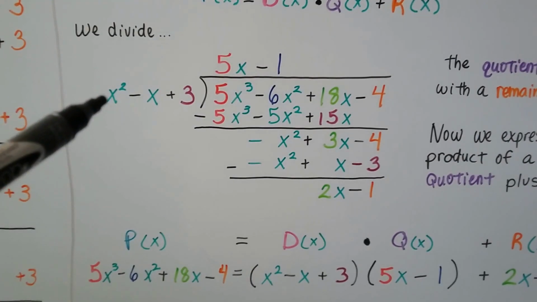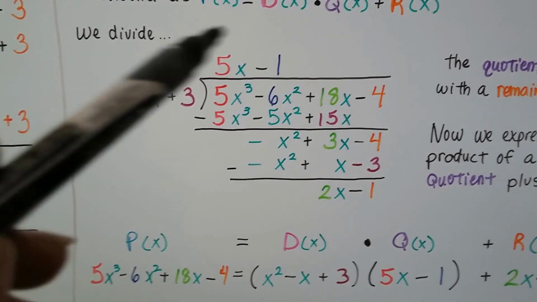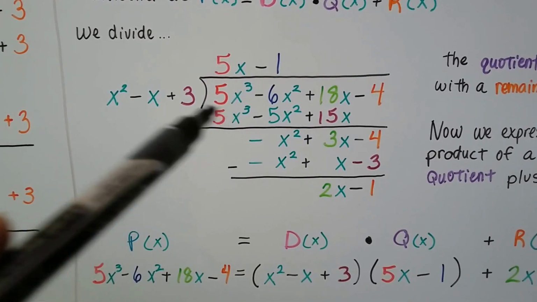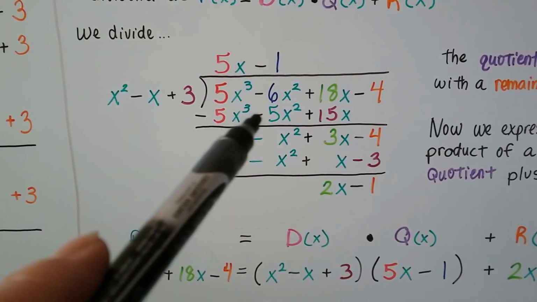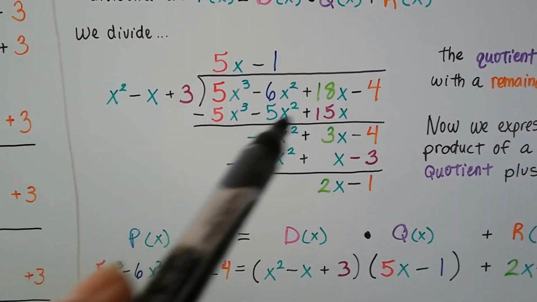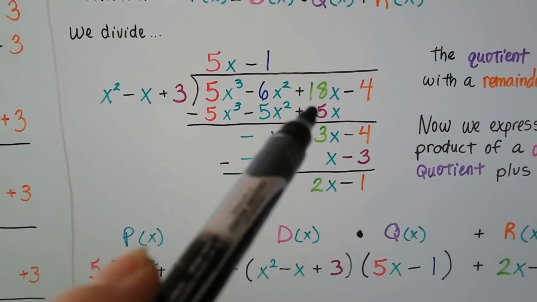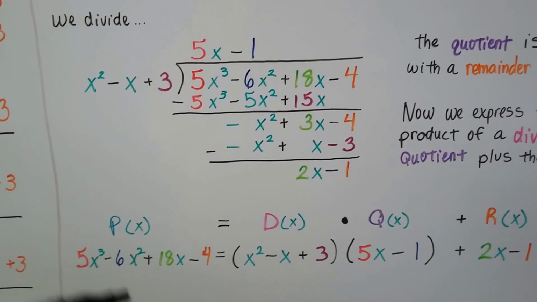We say x squared times what will give us 5x to the third? Well, 5x. We multiply them together and get 5x to the third. Now we multiply this negative x times the 5x, and we get a negative 5x squared. Now we multiply the 3 times the 5x and get a positive 15x. We do our subtraction, and we've got a negative x squared plus 3x minus 4.